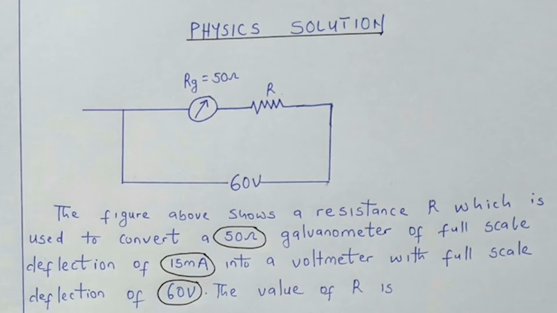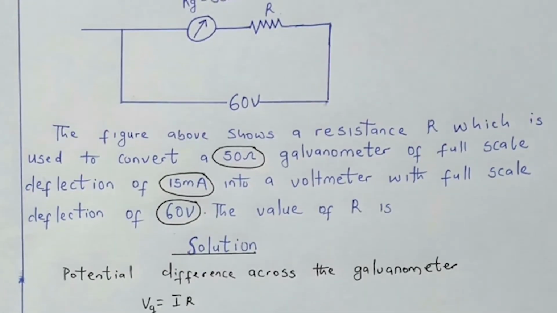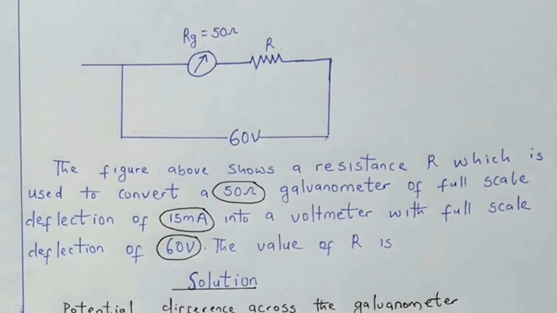Remember, in our last lesson we solved a question pertaining to the conversion of a galvanometer to an ammeter. Today we'll be solving a question that regards a galvanometer to a voltmeter. Here's the question. It says that the figure above shows a resistance R which is used to convert a 50 ohm galvanometer of full-scale deflection of 50 milliampere into a voltmeter with full-scale deflection of 60 volts.